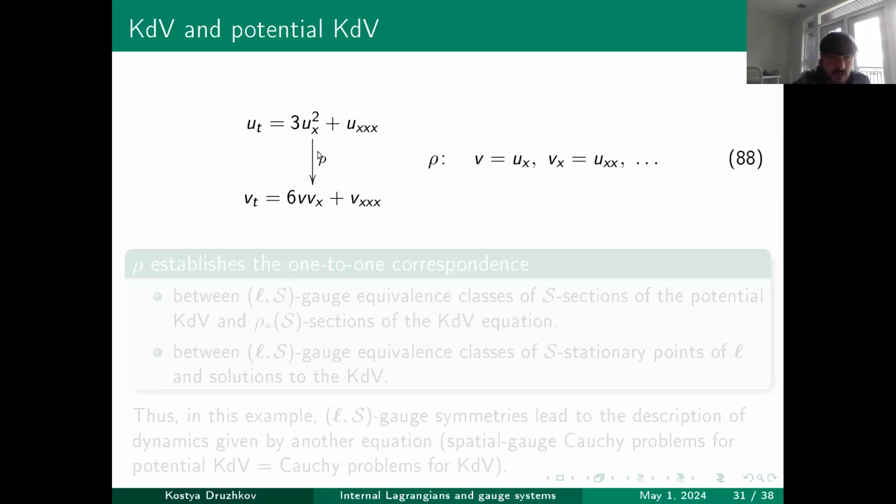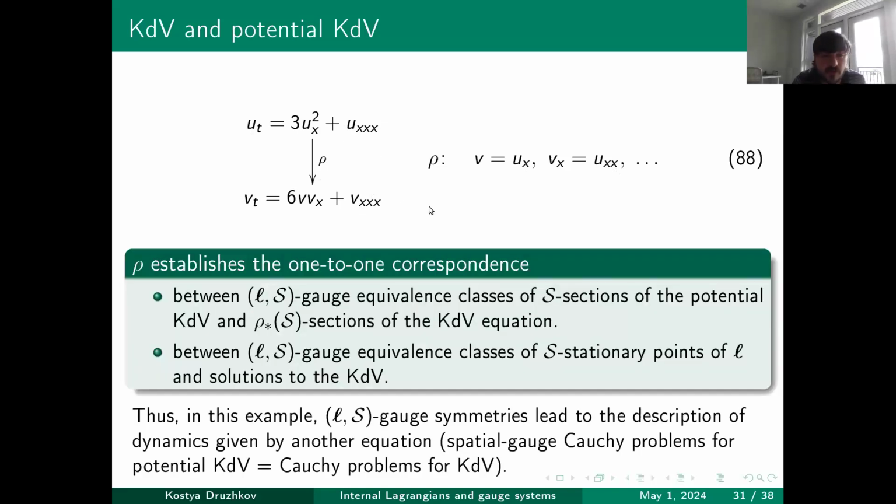So here we have the corresponding differential covering between potential KdV and KdV itself. In local coordinates, which are just global coordinates in this case, the differential covering is given by formula 88: v equals ux, vx equals uxx, etc. So we have this remarkable differential covering. And it turns out that this differential covering rho establishes a one-to-one correspondence between LS gauge equivalence classes of S sections of the potential KdV and the corresponding sections of the spatial equation of the KdV equation, right?